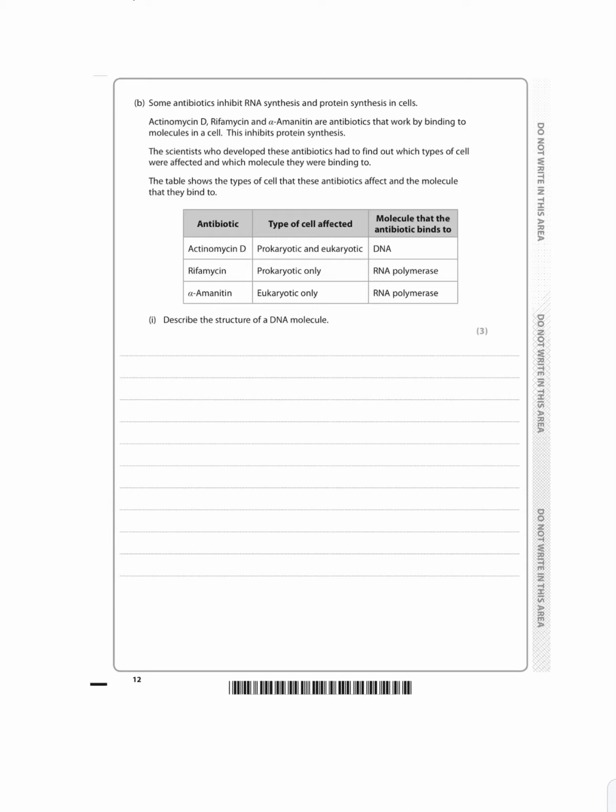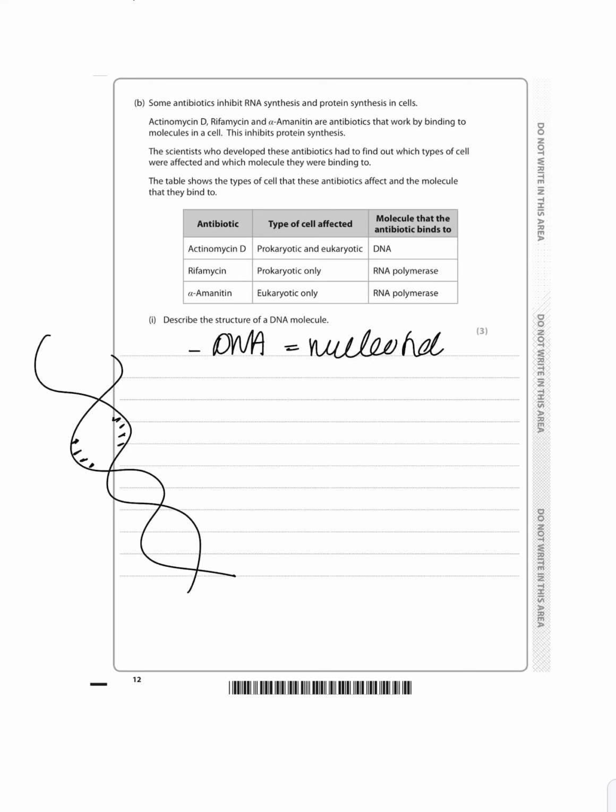But moving on. Describe the structure of a DNA molecule. We know this is how DNA looks. And this is your nucleotide bases. So first thing, what we say is that DNA is made of nucleotides. So we've got your A to T and C to G. And these are your nucleotides.